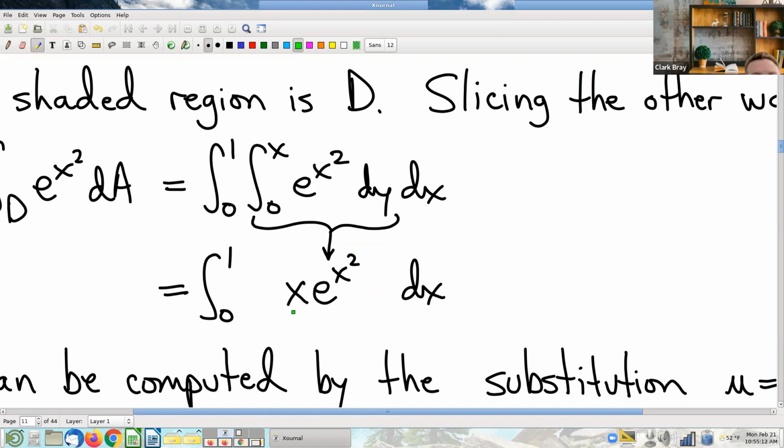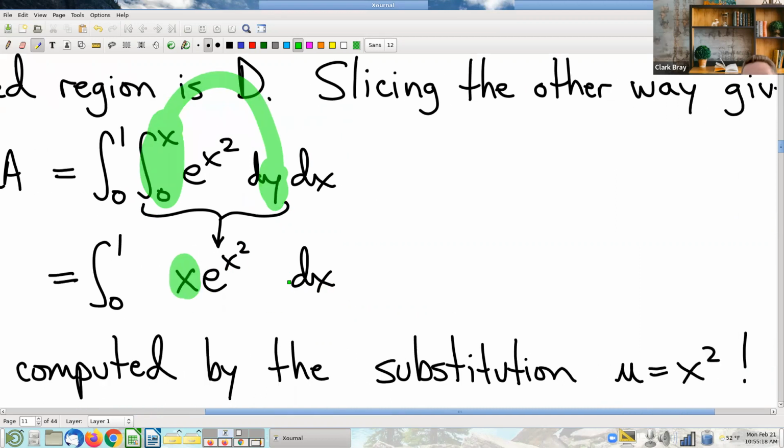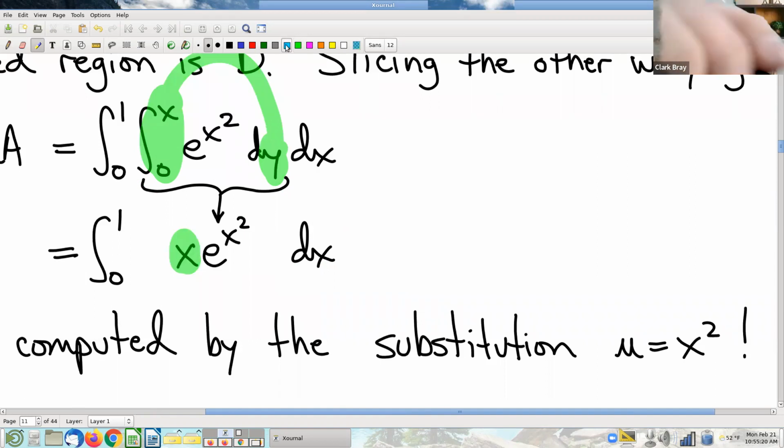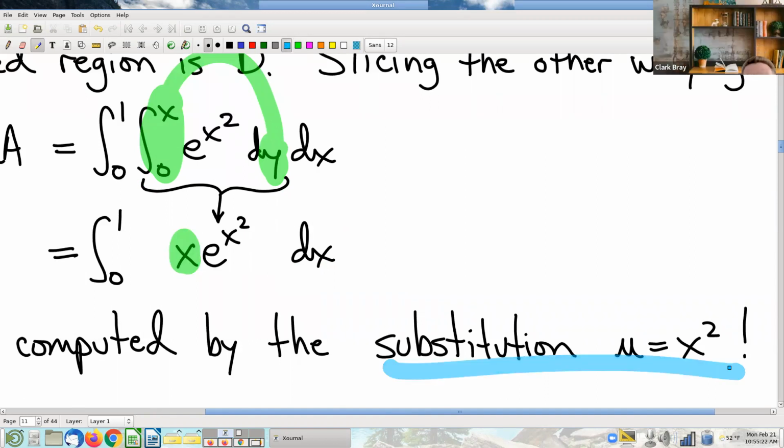Well, it's better because this gave me that factor of x, and that's what allows me to do a substitution, u equals x squared, and then this is going to be my du. Well, there's a 2 in there somewhere, right? But you can see daylight at this point, and it's all over. Everybody good?